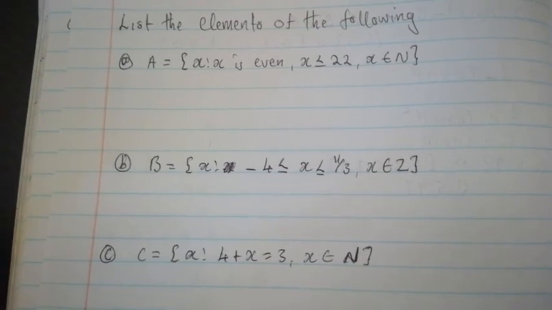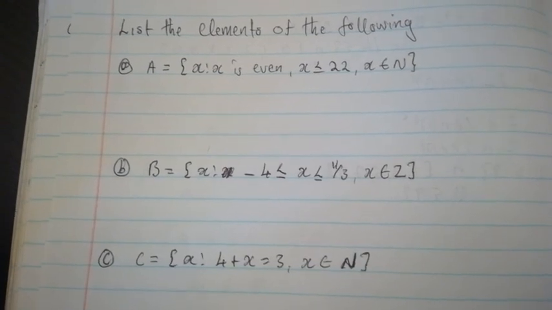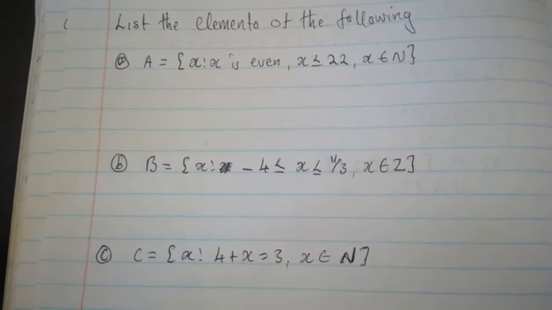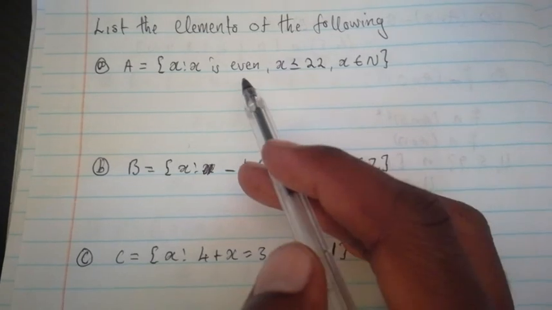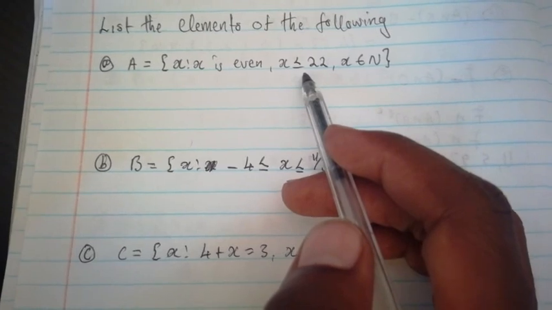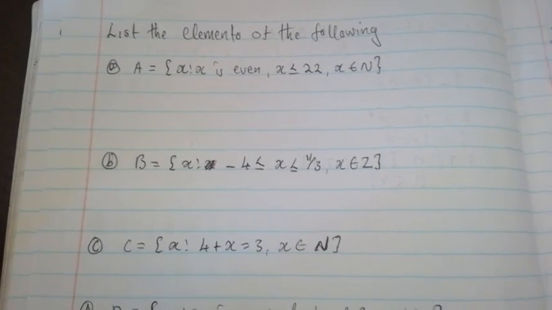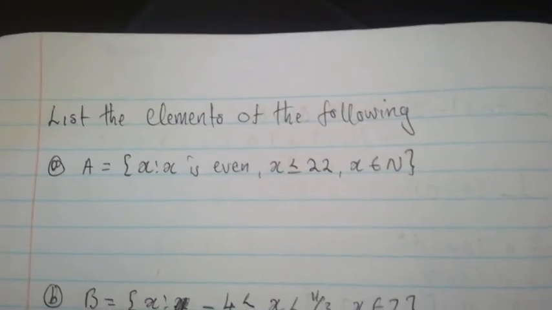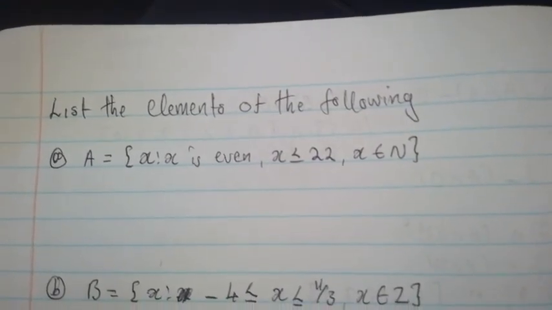So the first question says we've been given set A. The elements of set A have been defined in a manner that x such that x is even and x is less than or equal to 22 and x is a natural number. So the key things that we need to understand in this statement are what natural numbers and even numbers are. I'll start with natural numbers because they're the main constraint of our set.